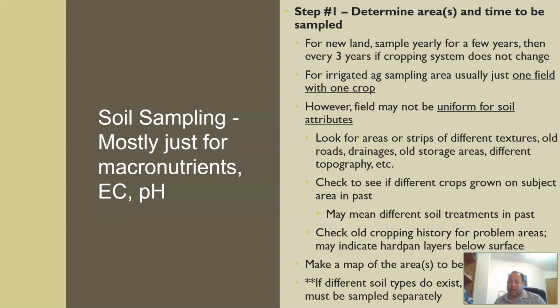You want to look for, the field might not have uniform soil attributes, so you may have to sample in different spaces. If it's irrigated, one field with one crop will do. For new land, sample yearly at the beginning, and then every 3 years if you're not changing your cropping system. You want to make maps. You want to look for areas that might be different, and you want to just try and sample it as best you can and get a good sample of your whole area.